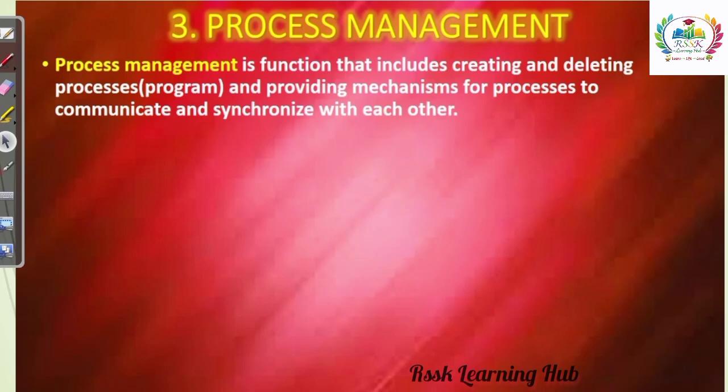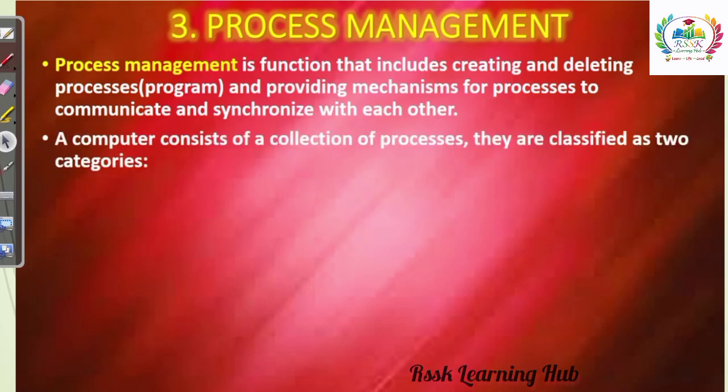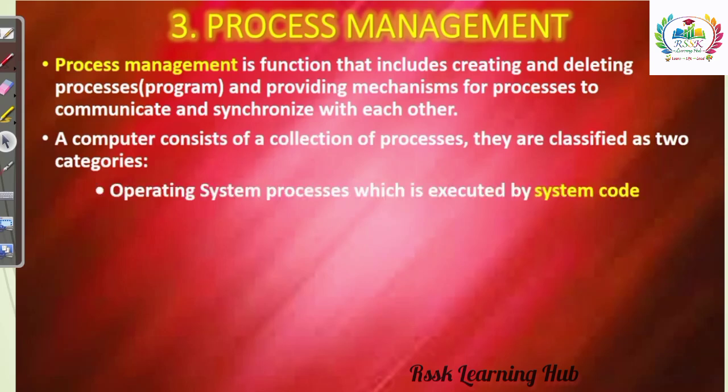One is OS process, which is executed by your system code. Another one is user process, which is executed by the user code. So these are the two main concepts of your process management. Process management includes creating and deleting of processes, that is programs, and providing mechanisms for processes to communicate and synchronize with each other. Okay, now coming to the two main categories or classification. One is OS processes, which is executed by system code, and another one is user processes, which is executed by the user code. I already mentioned that.